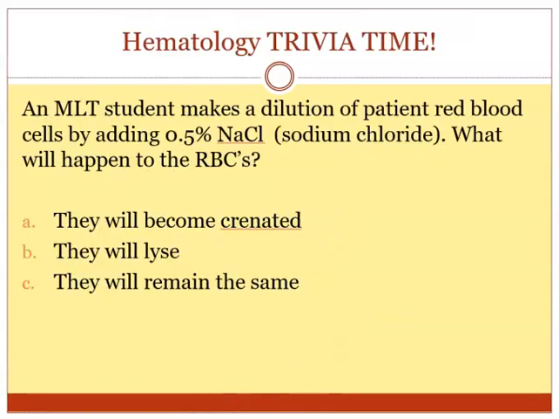All right, it's time for a little trivia to review the information that we have just been learning. An MLT student makes a dilution of patient red blood cells by adding 0.5% sodium chloride. What will happen to the red blood cells? You can pause the video at this time before we go on to the answer if you want to try to answer it on your own. The next slide will have the answer. Your options are: they will become crenated, or they will lyse, or they will remain the same.